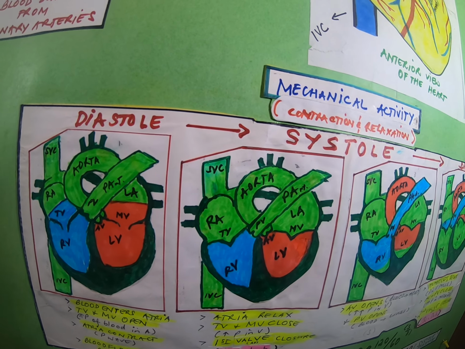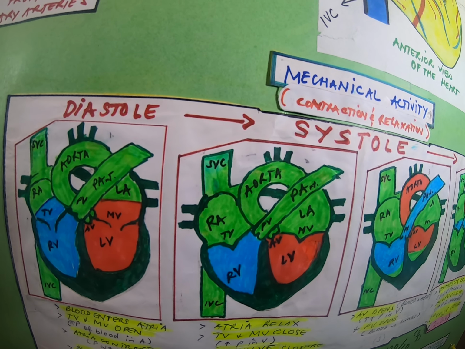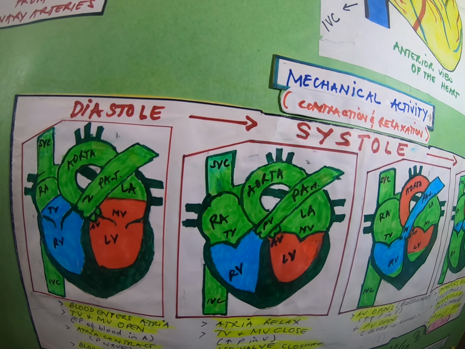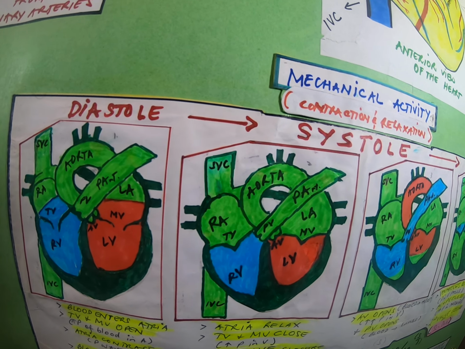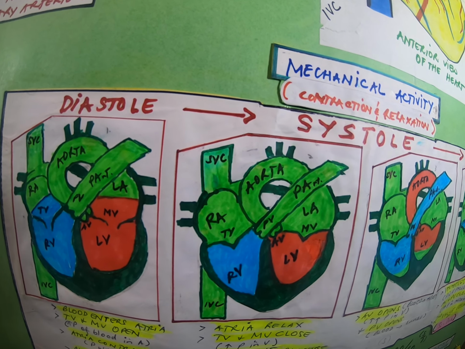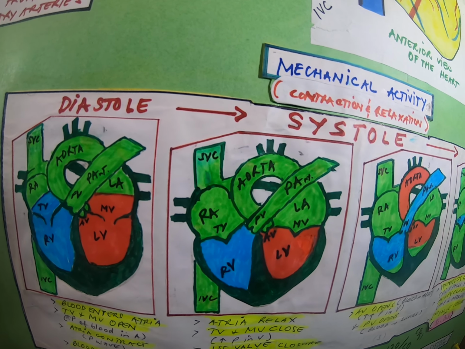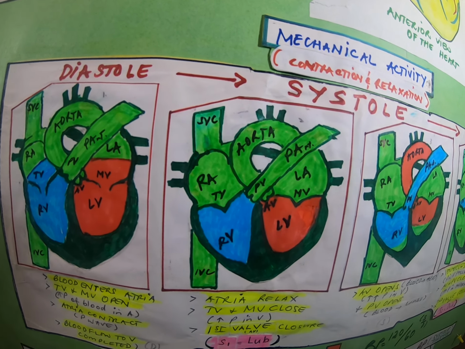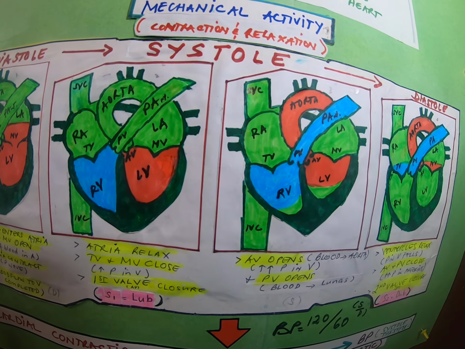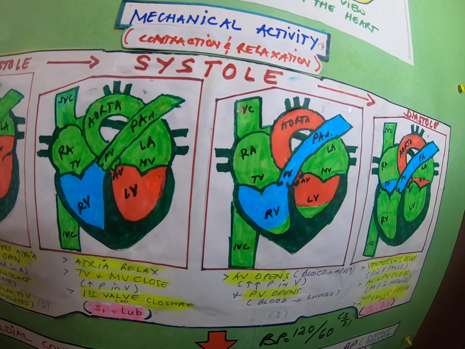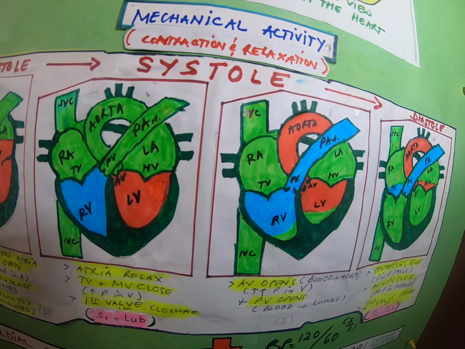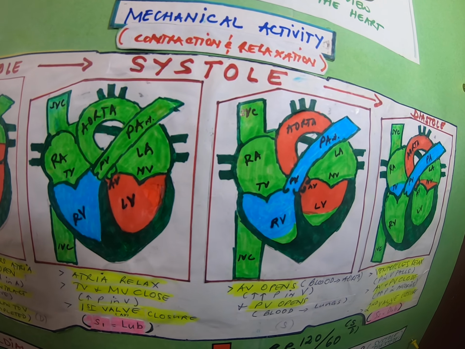As the blood fills up the ventricles, there will be a rise of pressure of blood. And then they will shut off or close the AV valves, tricuspid and the mitral. The closure of the first valves is called our S1. That's the first sound, S1 or the lub. And this is the actual systole here. There is a continuous rise of pressure of blood in the ventricles.